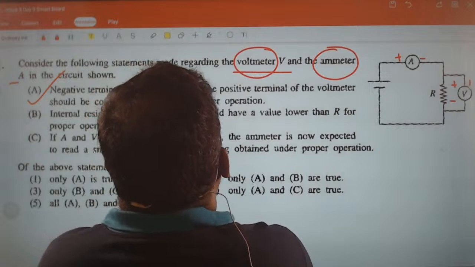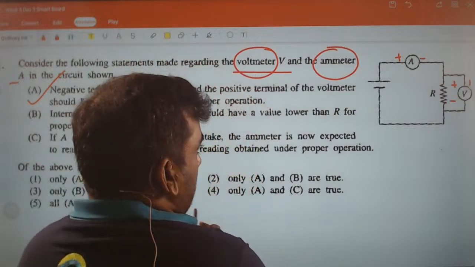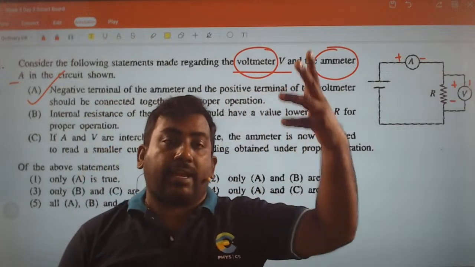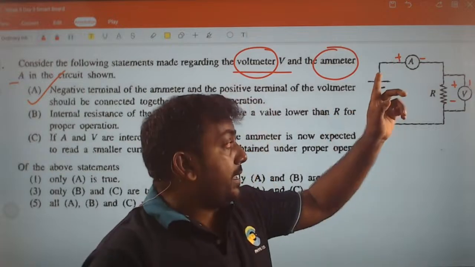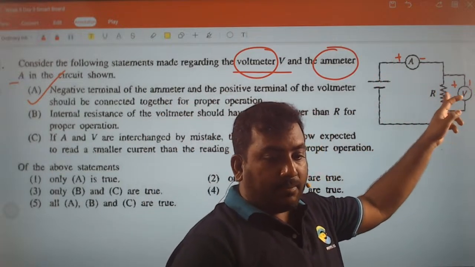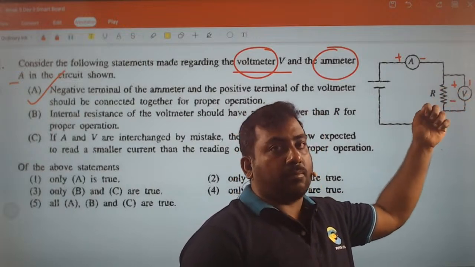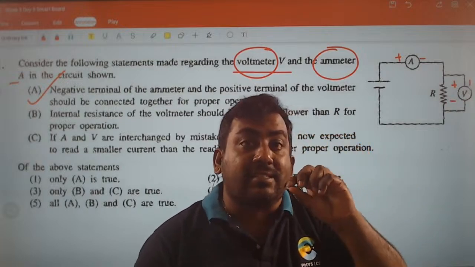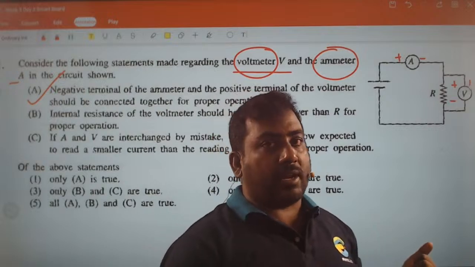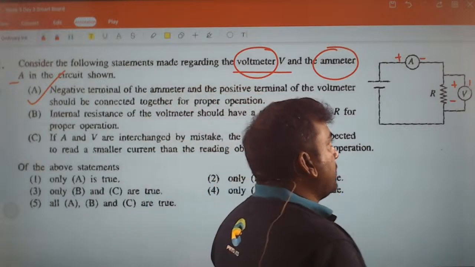Internal resistance of a voltmeter should have a value lower than R for proper operation. Actually, internal resistance should be infinite. If the resistance is small there, clear? That means there is an effective resistance here. Current will go through the voltmeter and the voltage across the effective resistance is given. Okay. Now terminal potential difference we have done. We have done potential divider method.